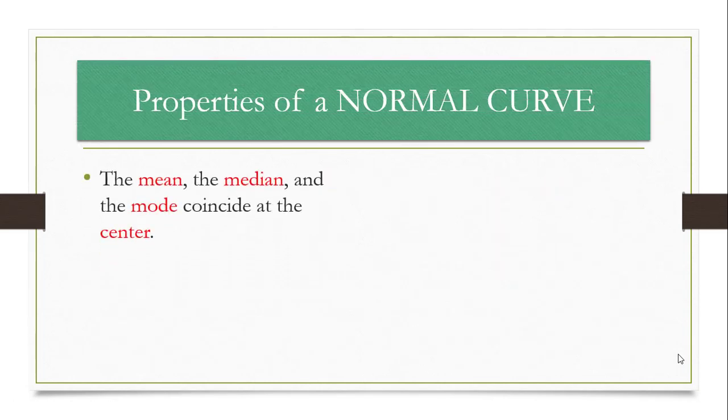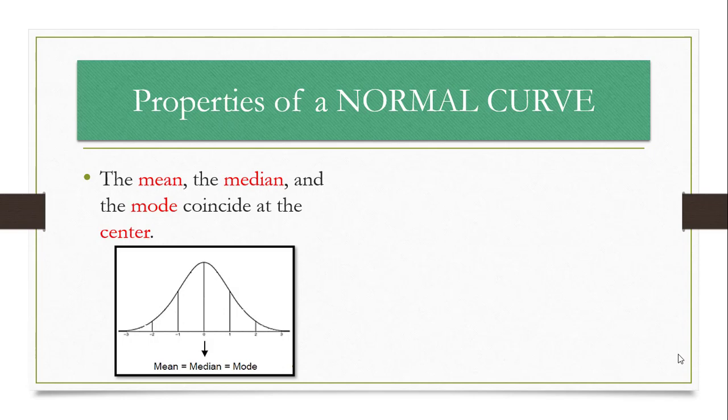Next, the mean, the median, and the mode coincide at the center. It actually means that the mean is equal to the median and equal to the mode. The three of them have the same value, which must be at the center of the distribution. So it will be a normal curve or a normal distribution if the mean is equal to the median and also equal to the mode.